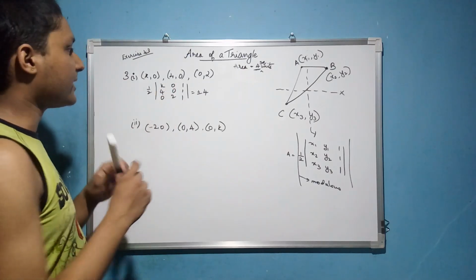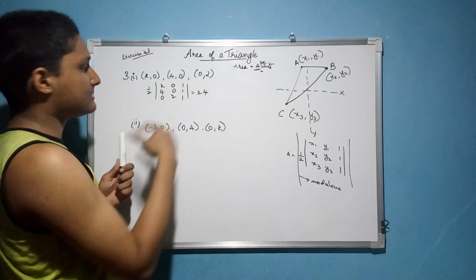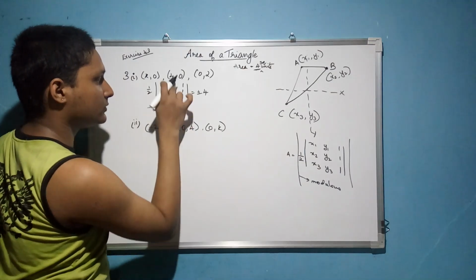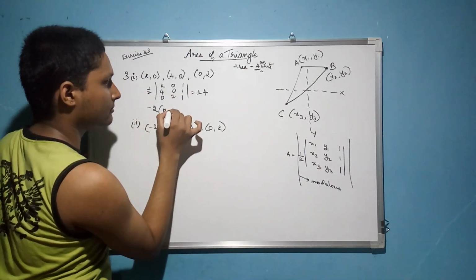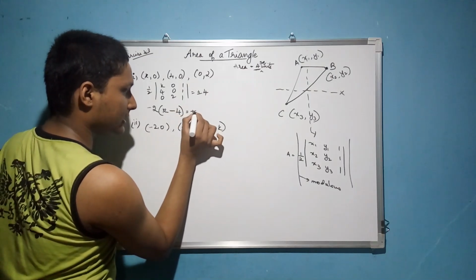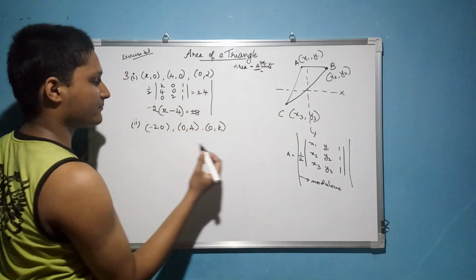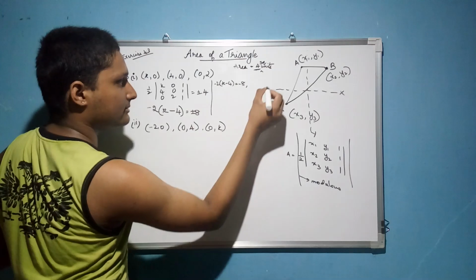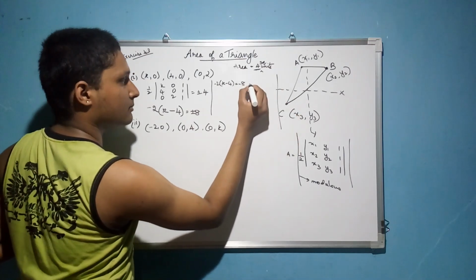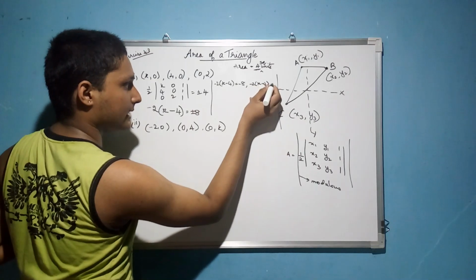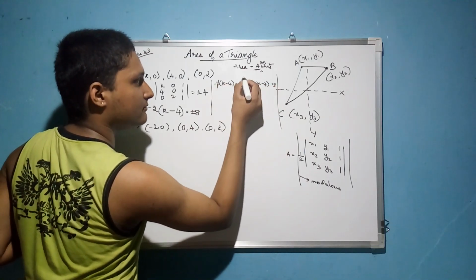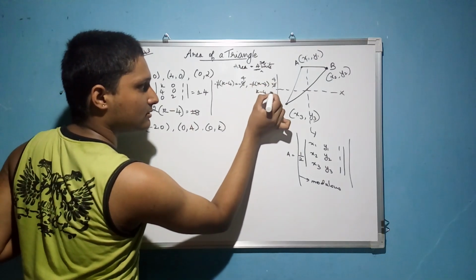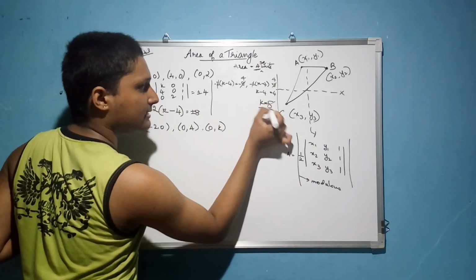So now I need to expand. For this, I'll take 2 to the other side. So when I expand, I'll get minus 2 into K minus 4 is equal to plus or minus 8. So minus 2 into K minus 4 is equal to minus 8, that is one thing. Then you have minus 2 into K minus 4 is equal to 8. The 2 and this 4 will get cancelled. K minus 4 is equal to 4, so K is equal to 8 is one case.